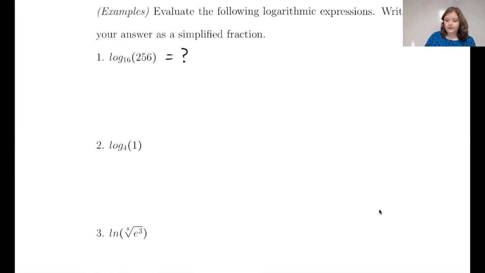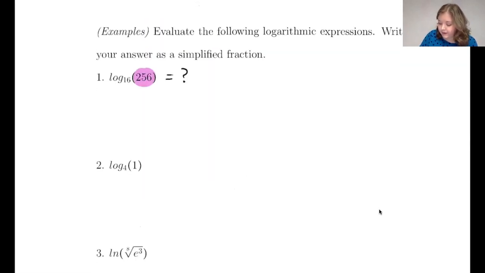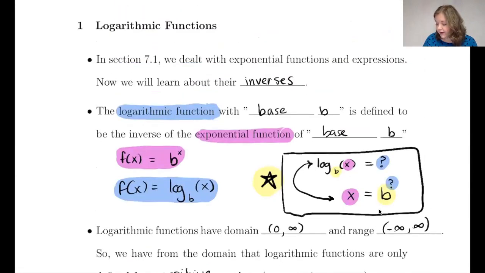So with this first one, we have 256 as our argument, 16 is our base, and the question mark being the number on the other side. But we can rewrite this as 256 isolated. 16 is the base of the exponential, and the question mark is now the exponent. So just by using that property that I wrote with a star earlier up here, this property here.